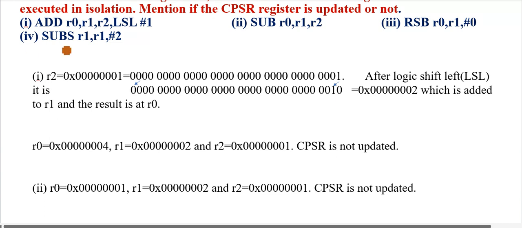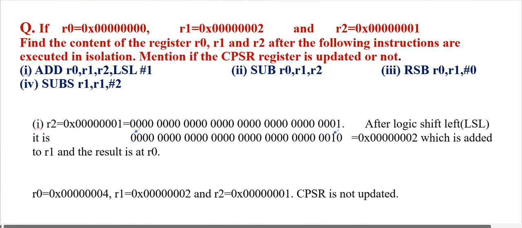Second problem. So, they may ask any problem, any instructions, explain with the help of examples. Means you can take any random value you wish. You can take r0 equal to some value, r1 equal to some value, and r2 equal to some value, and you can explain any instruction.